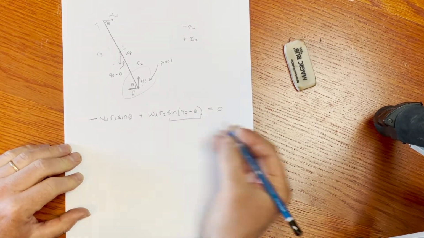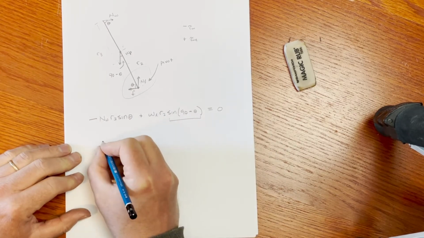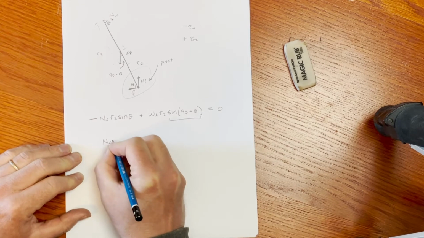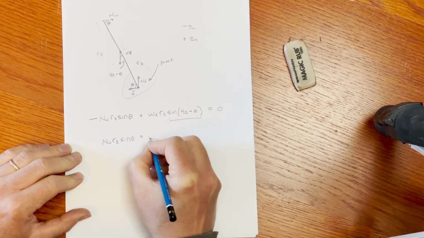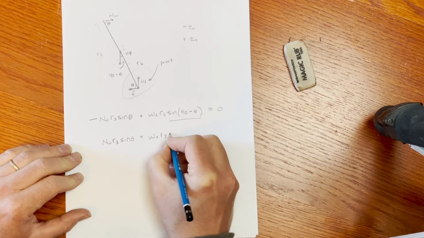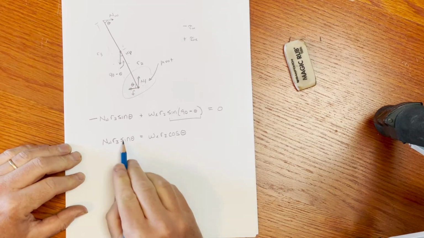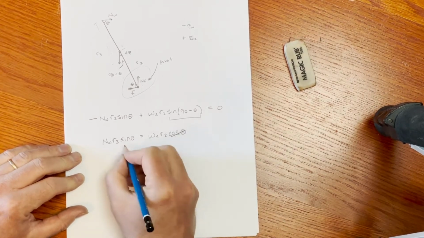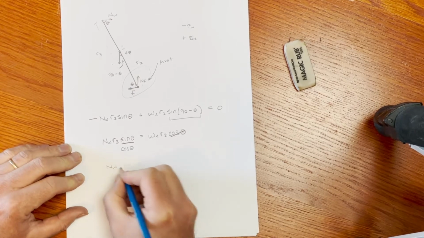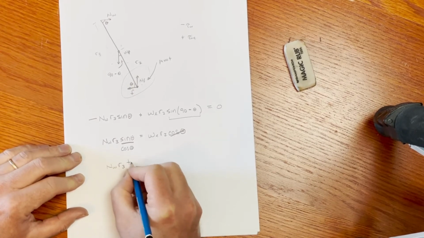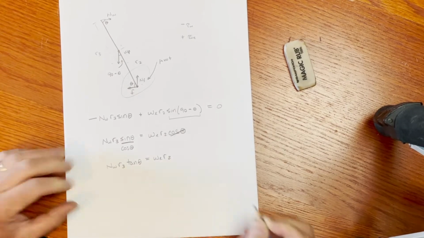This can be written just as the cosine of theta, so I'm going to bring this over to the other side, and I'm going to get N_W R3 sine theta is equal to W_L R2 cosine theta. Okay, and if I bring the cosine over here, then I can simplify that to just be N_W R3 tangent of theta is equal to W_L R2.